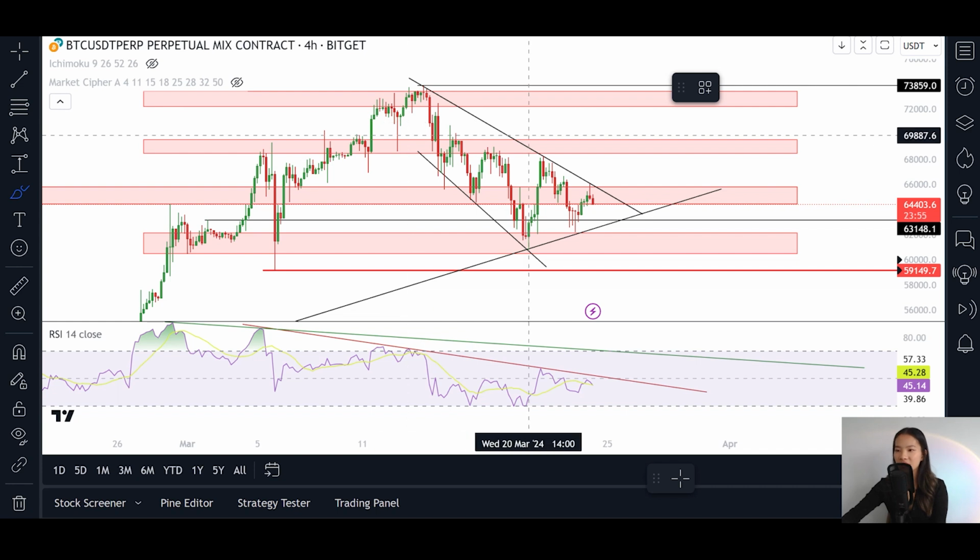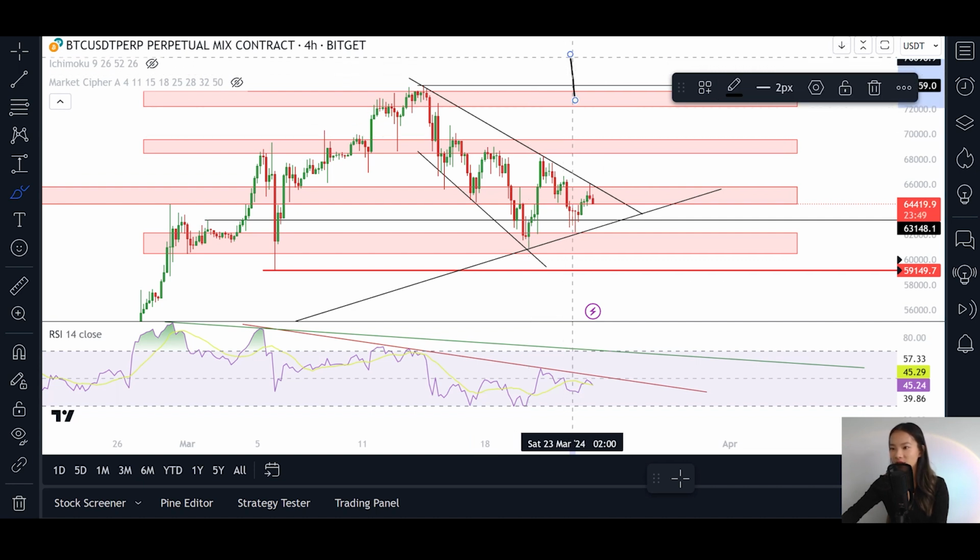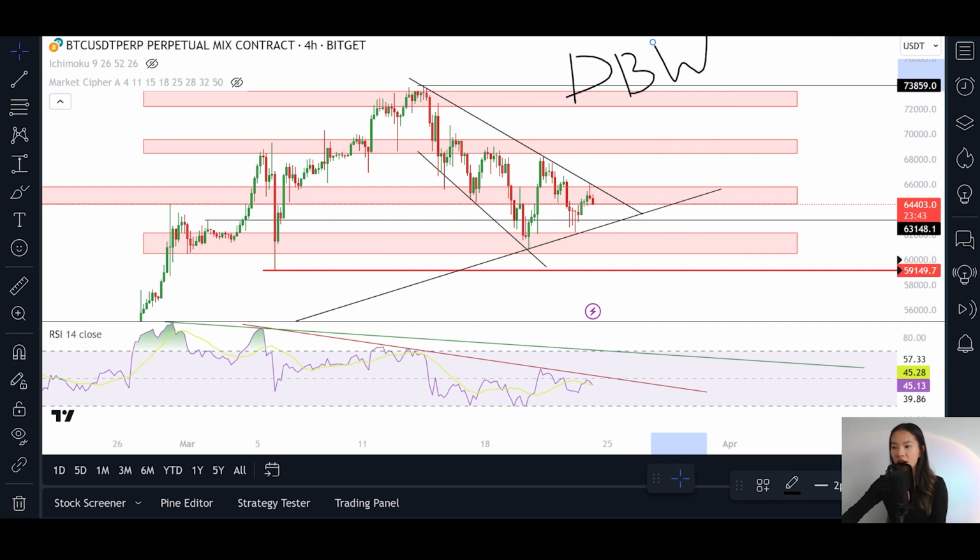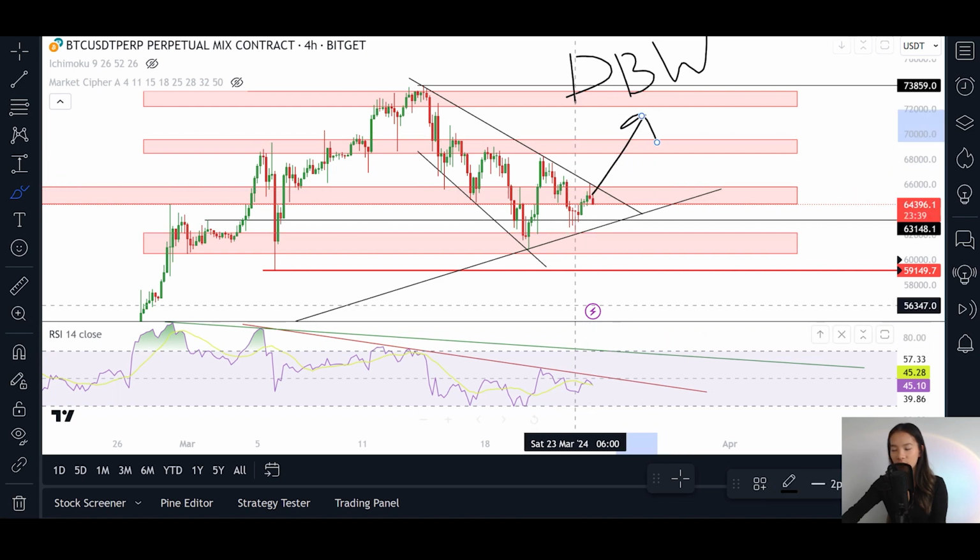Oh guys, I keep mixing it up. It's descending broadening wedge, but I keep saying broadening descending wedge. You guys get it. So I'll just quickly write it. Descending broadening wedge. Right? And that is a bullish consolidation pattern. So generally they have a higher chance of breaking out upwards than they do of breaking downwards.